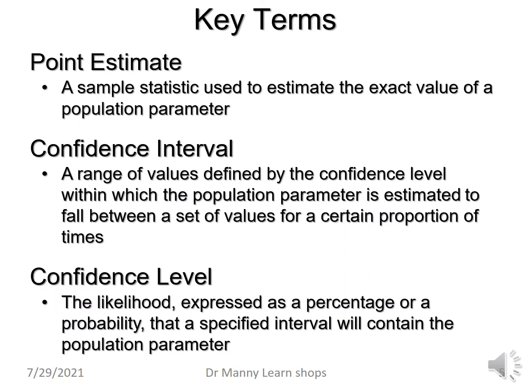Key terms that we need to consider for this session are point estimate, confidence interval and confidence level. A point estimate is a sample statistic used to estimate the exact value of a population parameter. The confidence interval is a range of values defined by the confidence level within which the population parameter is estimated to fall between a set of values for a certain proportion of times. The confidence level is the likelihood expressed as a percentage or a probability that a specified interval will contain the population parameter.